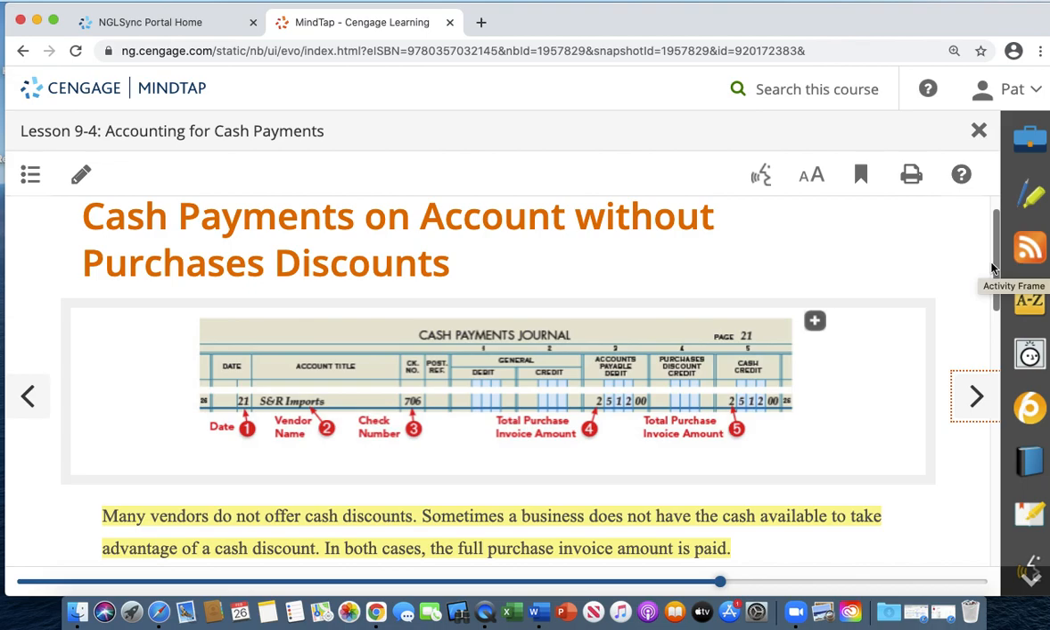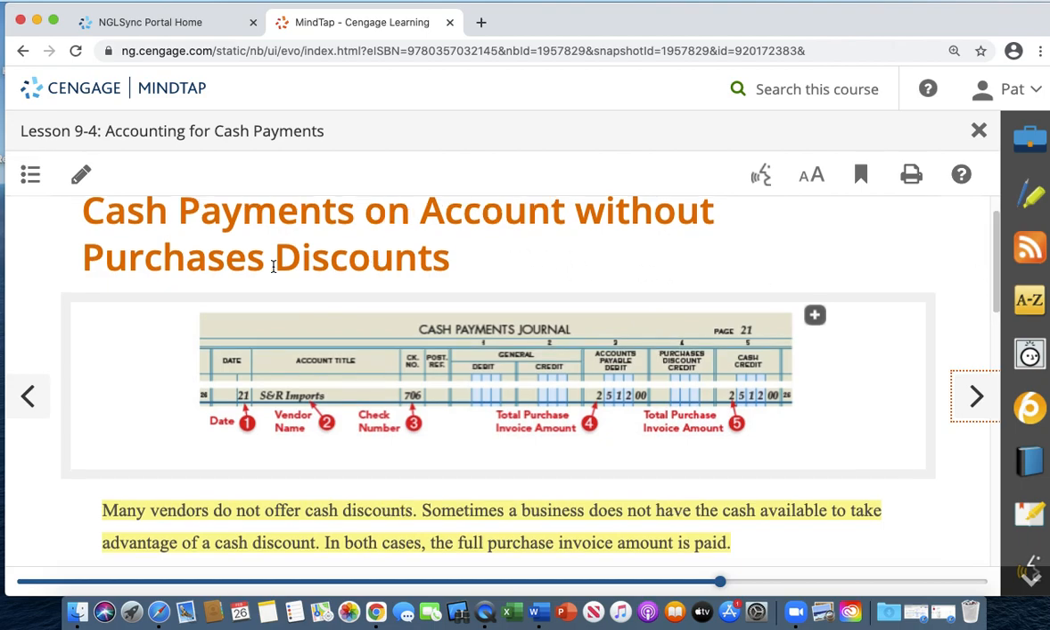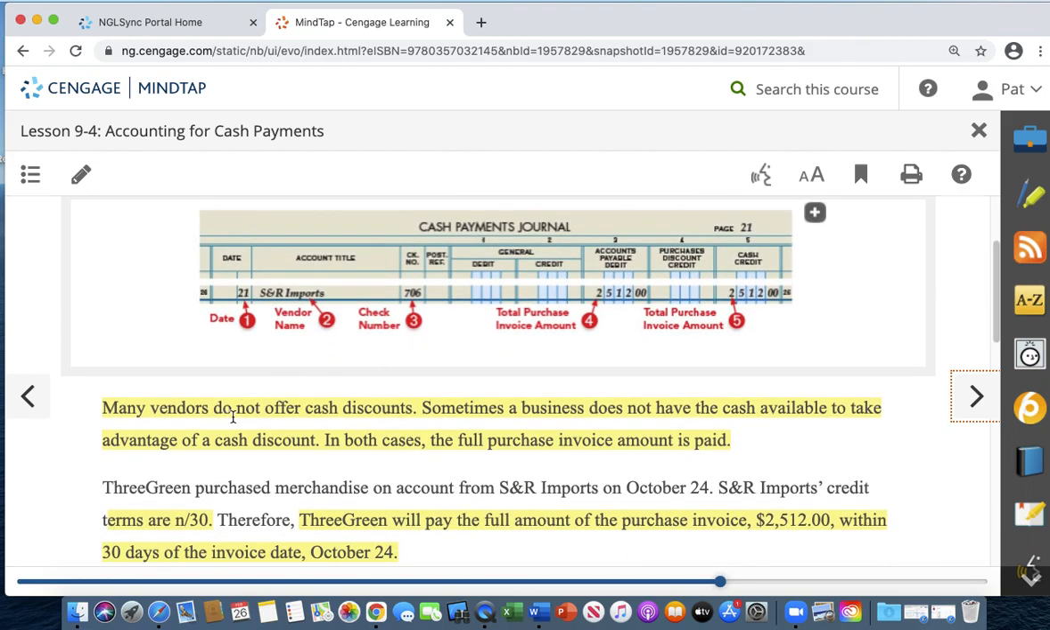Like I said, they give you one section where all you do is total stuff, and then the next section has 16 journal entries. Cash payment on account with purchases discount. When the vendors give us a discount, or there is no discount, some don't offer discounts. And if they don't offer a discount, like S&R Imports doesn't offer it, we're just going to pay the bill, which is fine. Some people just pay the bill. You don't have to take advantage of every discount.